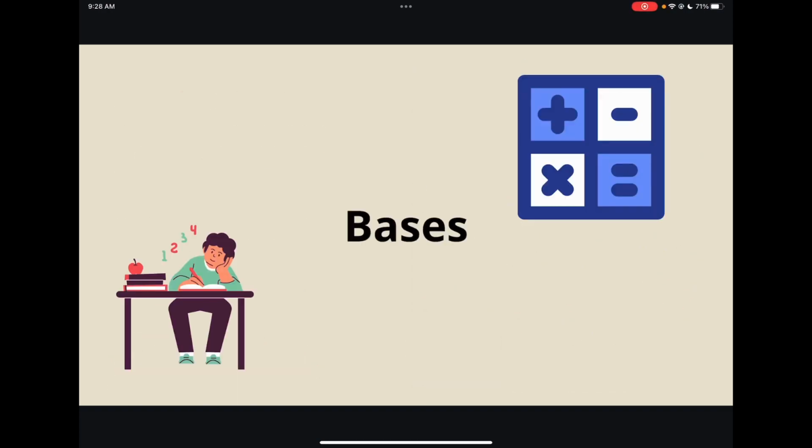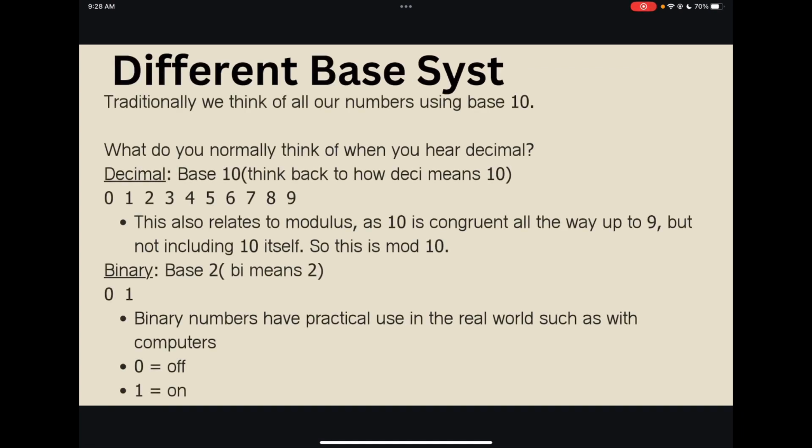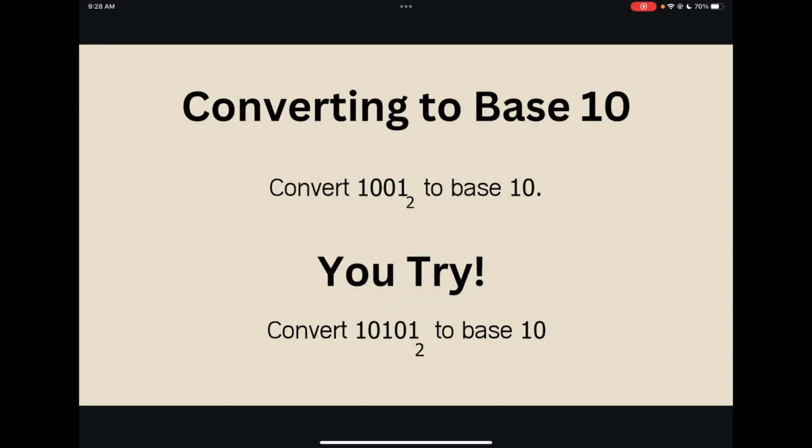Okay, our first topic that we covered was bases. Traditionally, when we're doing math and taught in elementary school, we think of it in a decimal way, which is base 10, but we also introduced binary and octal and hexadecimal, which is base 8 and base 16.